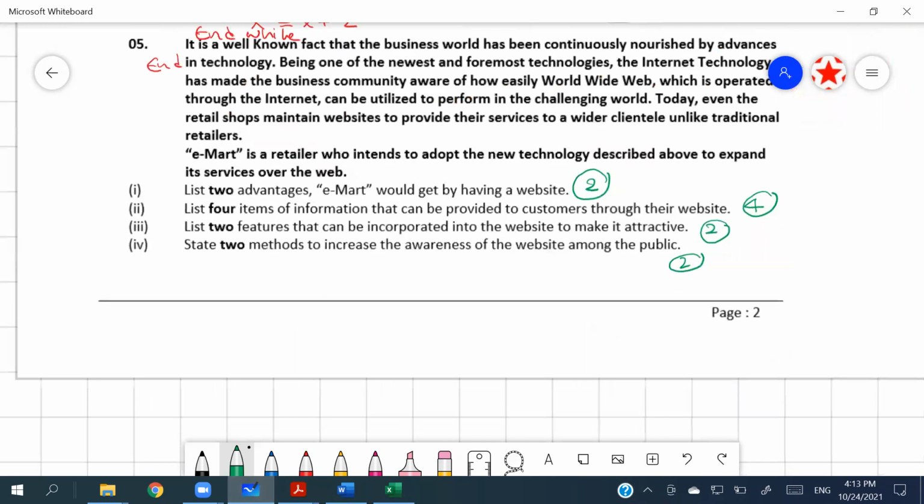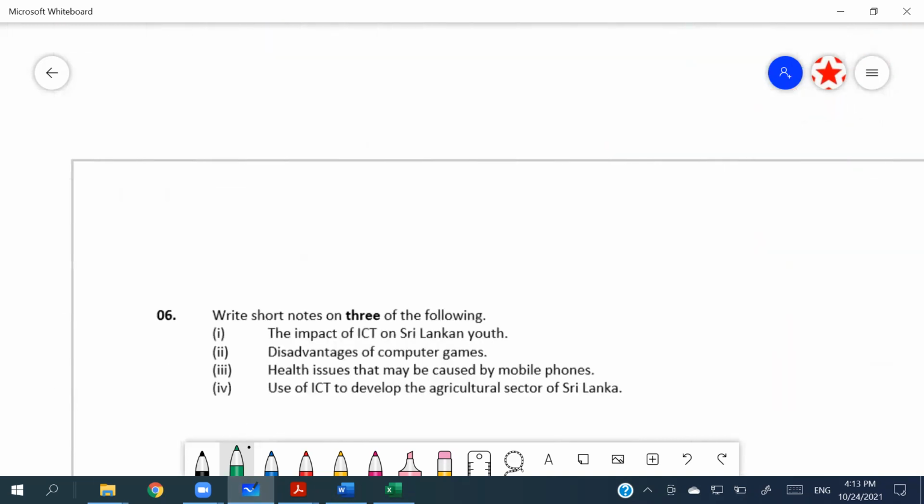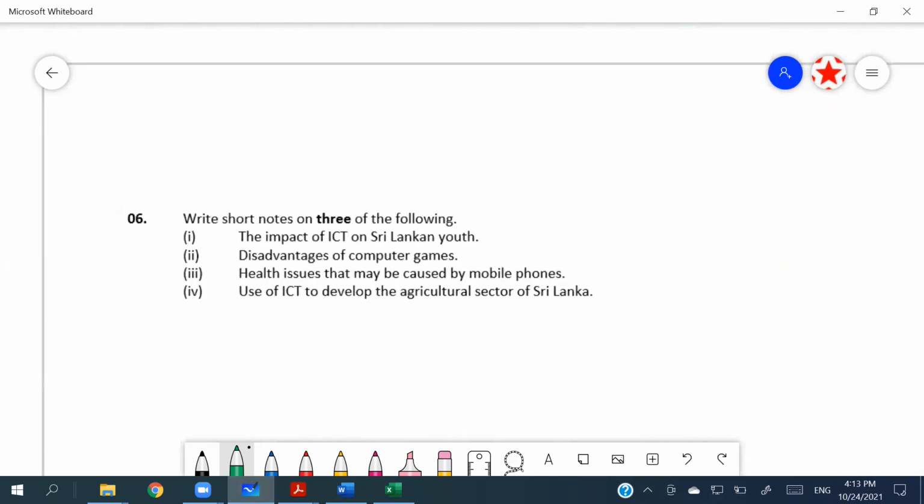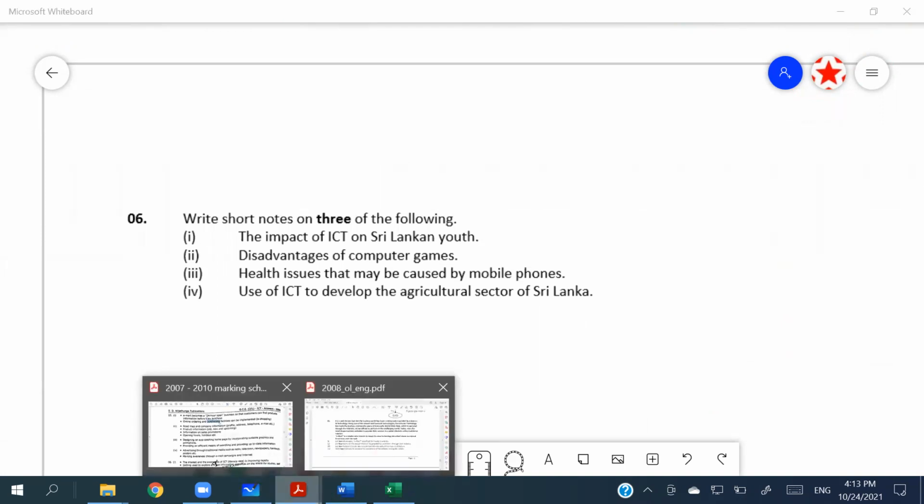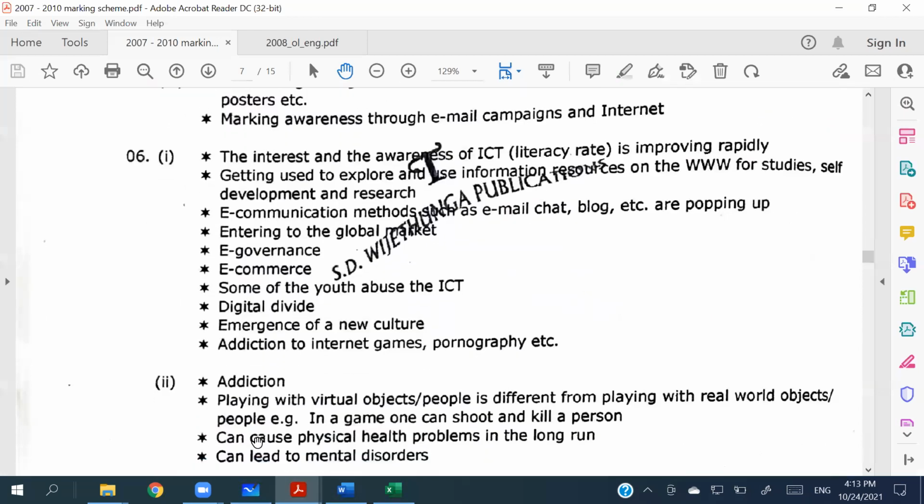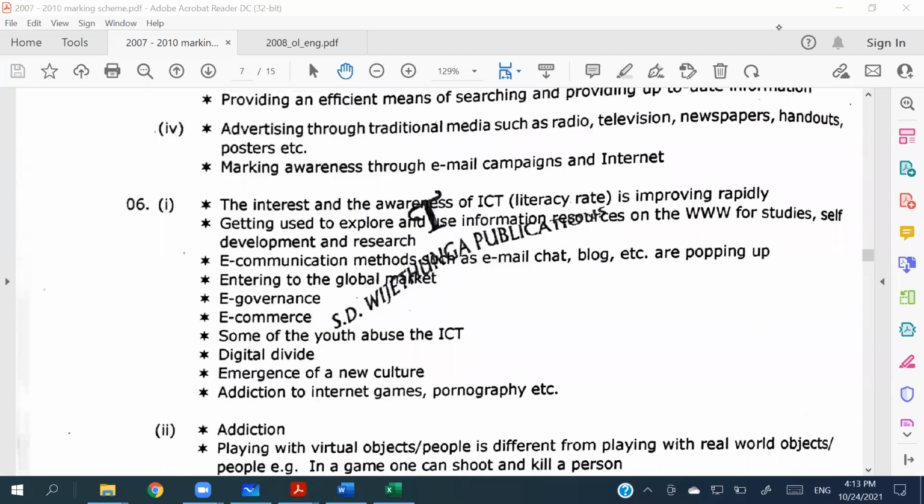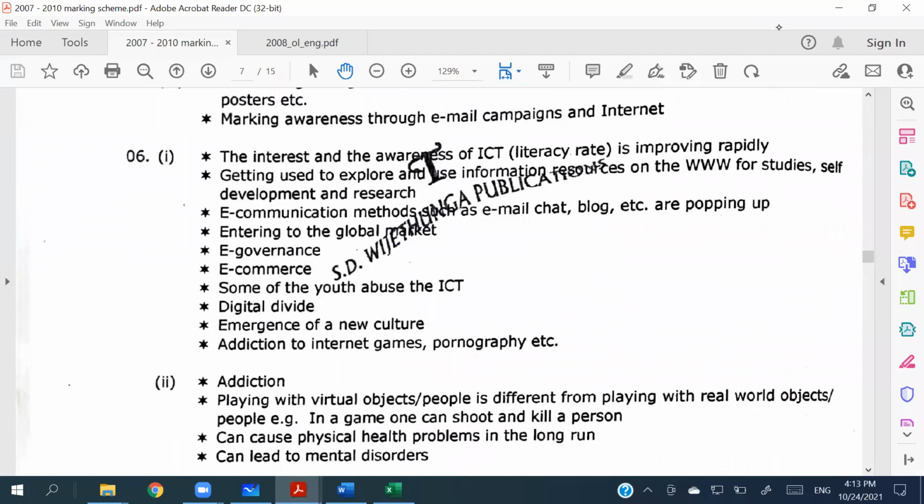So moving to the 6th question, people. Write short notes on 3 of the following. The impact of ICT on Sri Lankan youth. Yeah, when it comes to these kind of questions, you can plot these kind of facts, right? This is not just what you call a short note in part. They are just giving you some facts to be written inside the short notes, right? So it's better you indicate it as a small paragraph, like 4 to 5 lines, right?